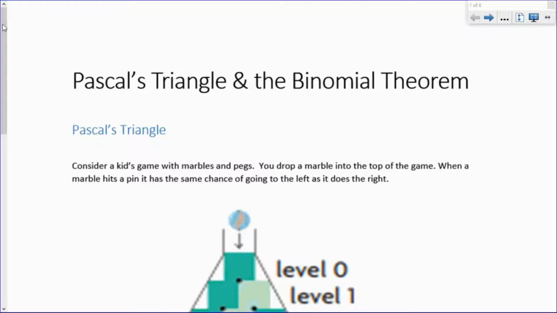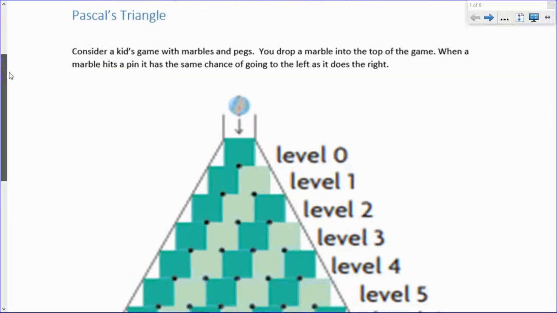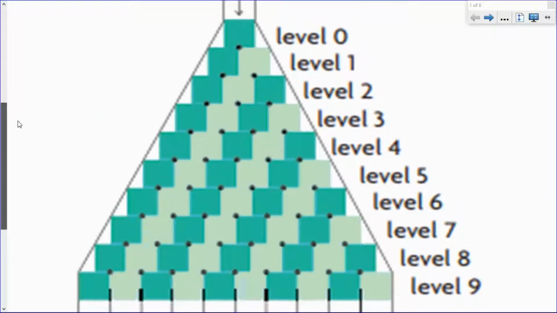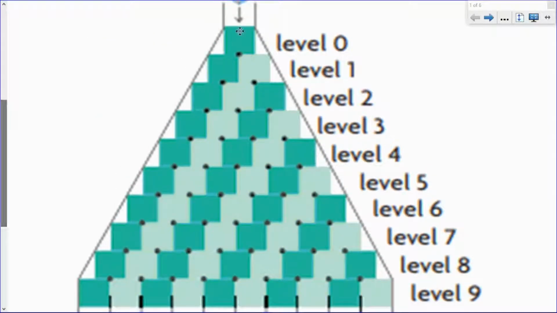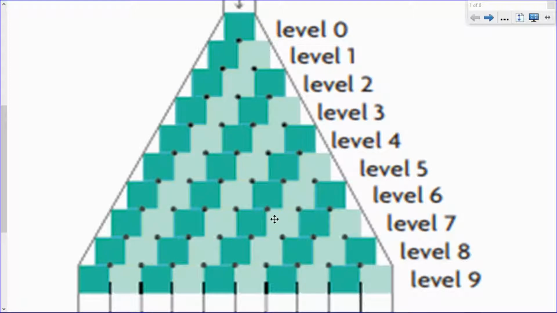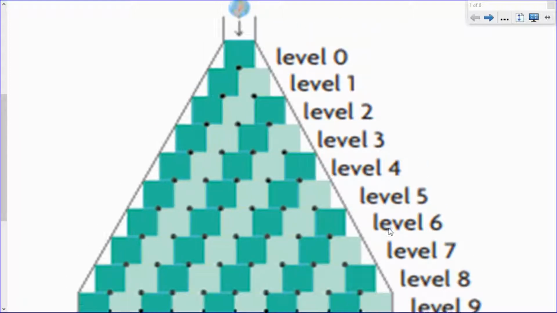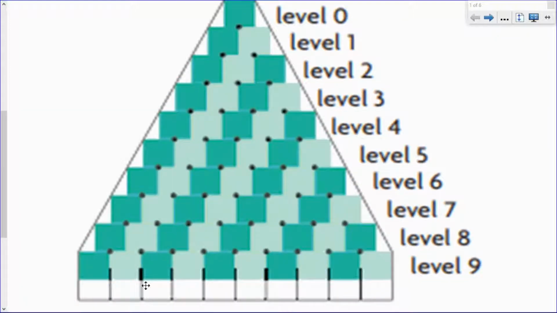As a demonstration of Pascal's triangle, we could consider this kid's game with marble and pegs. So you drop a marble at the top of the game, it hits a peg, and it's equally likely to go right or left. Makes its way down and lands in one of the slots down here. I'm saying that this has 9 levels, calling the first level level 0, so really 10 different levels, if you will. So the question I sometimes ask is, if you were to bet on where a marble is going to land, where would you put your money?